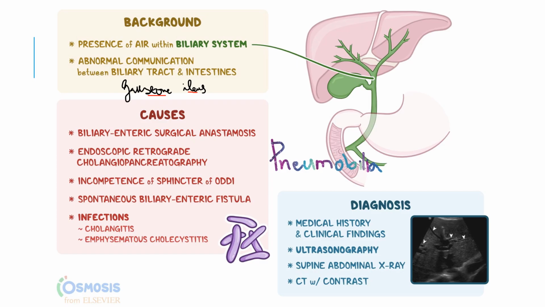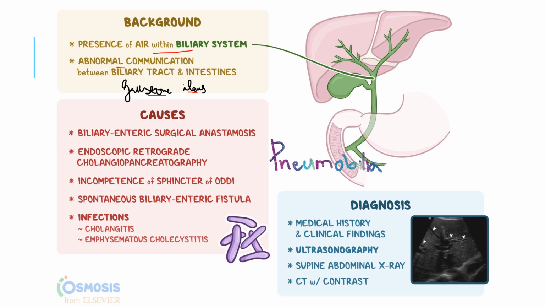So due to a stone or long-standing chronic cholecystitis, or any surgical procedure, there is a long-standing inflammation between the gallbladder and the intestine. And there can be a fistula between the gallbladder and intestine. That can lead to presence of air within the biliary system. That is called pneumobilia. So gallstone ileus is characterized by pneumobilia. There is some stone and there is obstruction.